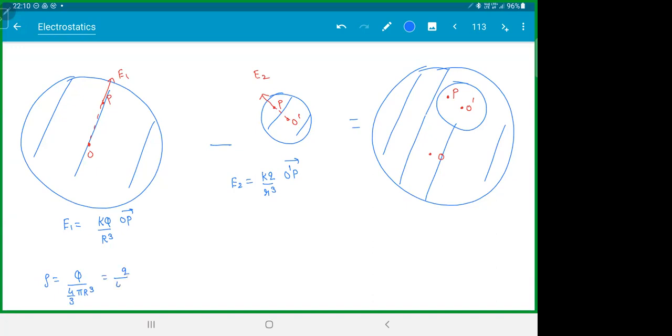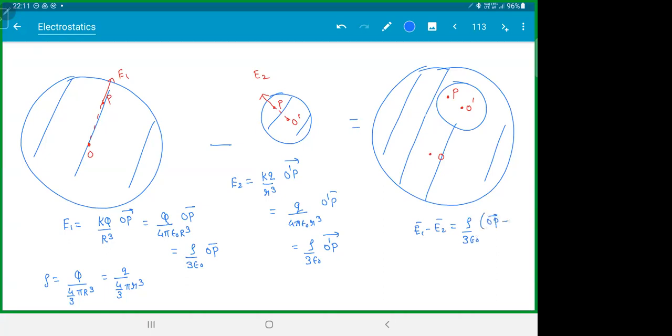This is also small q by 4 by 3 pi small r cube. So from here you can clearly see, if I substitute now, you end up with 1 by epsilon r cube q by OP bar, which will be rho by 3 epsilon OP bar. This also will be small q by 4 pi epsilon r cube, O dash P bar will be rho by 3 epsilon OP dash bar. So if you subtract E1 minus E2, you get rho by 3 epsilon, OP bar minus O dash P bar.